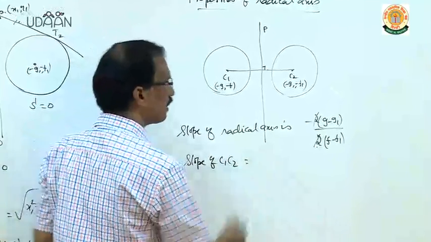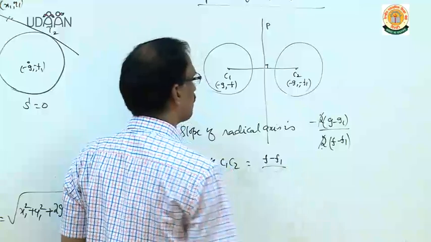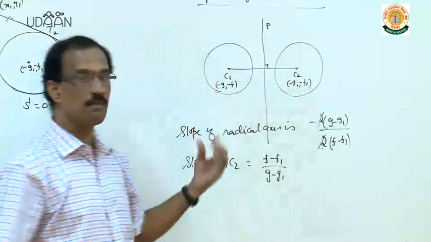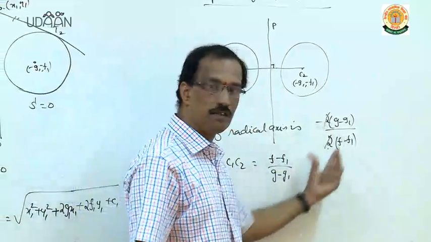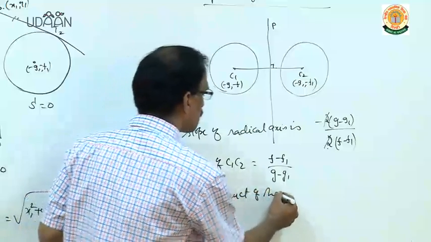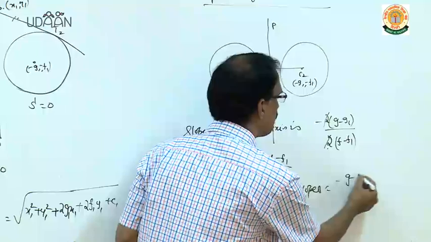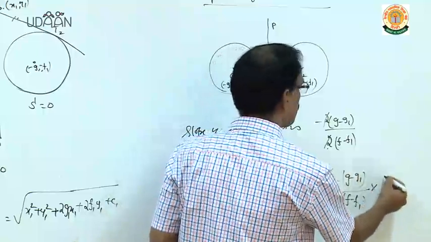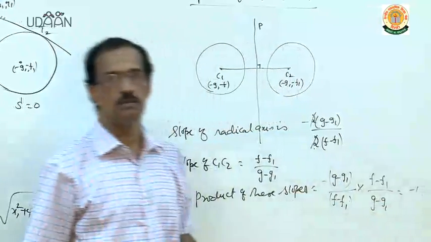Slope of C1C2 is, we can get (f minus f1) by (g minus g1), that is, y2 minus y1 upon x2 minus x1 is the slope of it. Now if you take the product of these two slopes, we get minus (g minus g1) upon (f minus f1) into (f minus f1) upon (g minus g1) equal to minus 1.